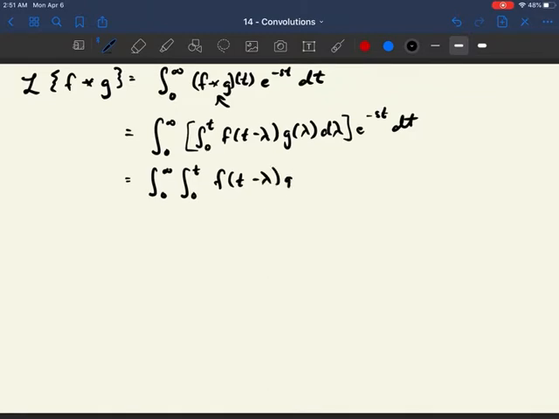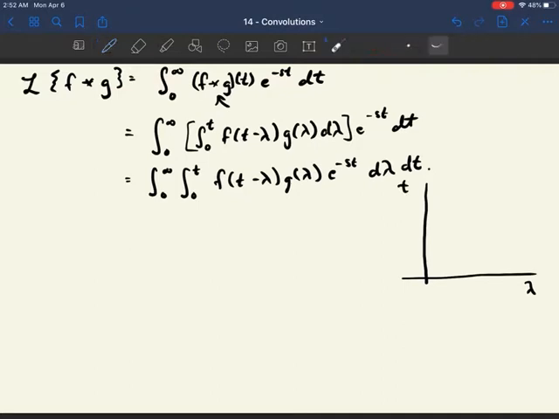Okay, so we're going to turn this into a double integral first. So bringing all the terms together, 0 to infinity, 0 to t, f of t minus lambda, g of lambda, e to the minus st, d lambda, dt. Now it helps, we're going to do a change of variables to try and pull these things apart from each other, which we can't really do right now. We can't get the t's and the lambdas separate from each other, unfortunately. But let's look at what the region is that we are graphing over.